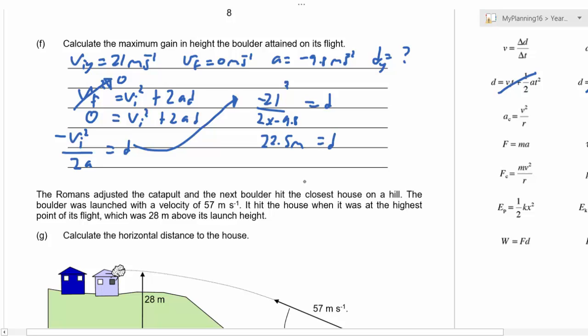If I use the rounded answer from the previous question, if I use the unrounded answer, I should get 23.229 meters. Either way, that answer there is worth an achieved.